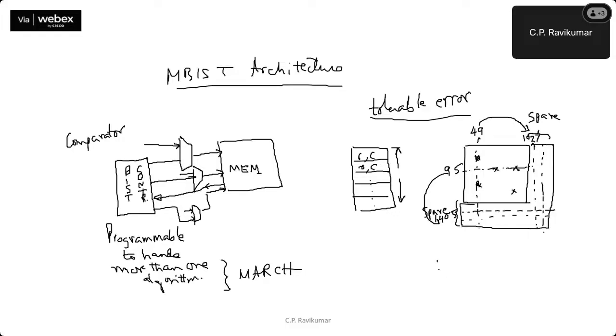So this is called built-in self-repair. During the process of testing, the faults are identified, and you will have to have some additional logic for the memory to redirect these faulty rows and columns to the good rows and good columns, right? And that way your yield will improve.